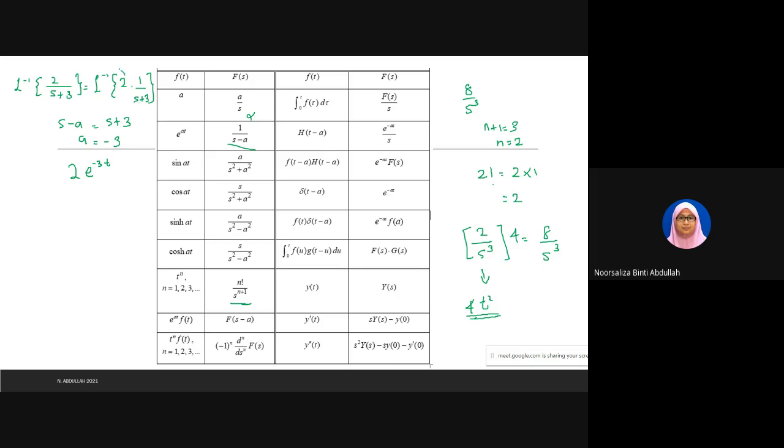Then this 2 you can take out here, because 2 is a constant. So 2 times the inverse of 1 over S plus 3. You find the inverse of 1 over S plus 3, you get exponent minus 3t, then you times with 2.